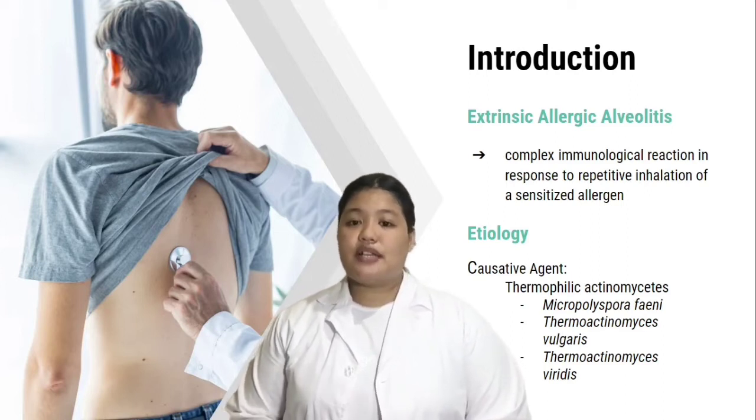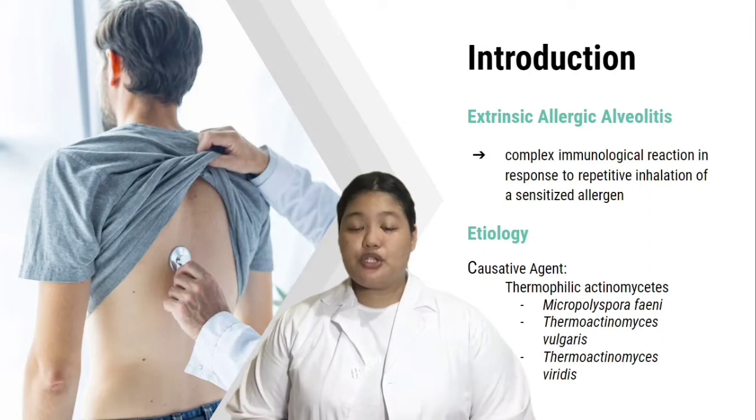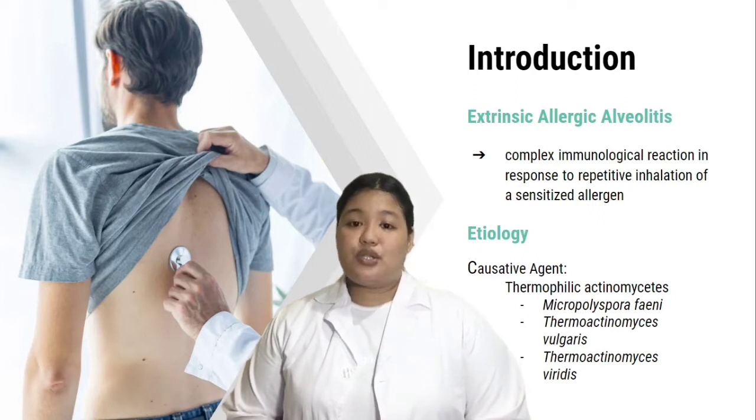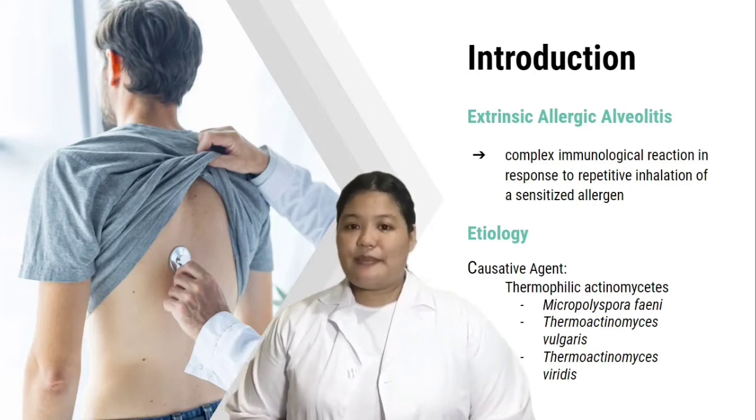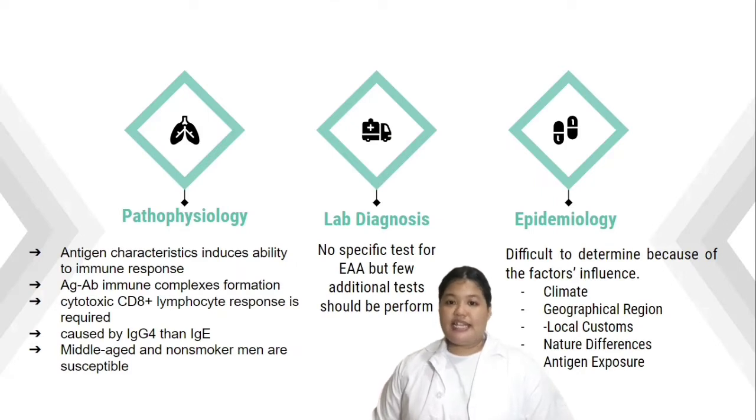The characteristics of antigens that determine their ability to induce an immunological response include their size, solubility, nature of resistance to enzymatic degradation, and inflammatory capacity. These antigens are implicated in the formation of antigen-antibody immune complexes, particularly of the IgG type, which intervene in complement activation. Antibody response alone is insufficient to cause a disease. Hence, a cytotoxic CD8 plus lymphocyte response is also required. Immediate hypersensitivity reactions are probably caused by IgG4 rather than IgE, which play a role in the genesis of the immunological response.